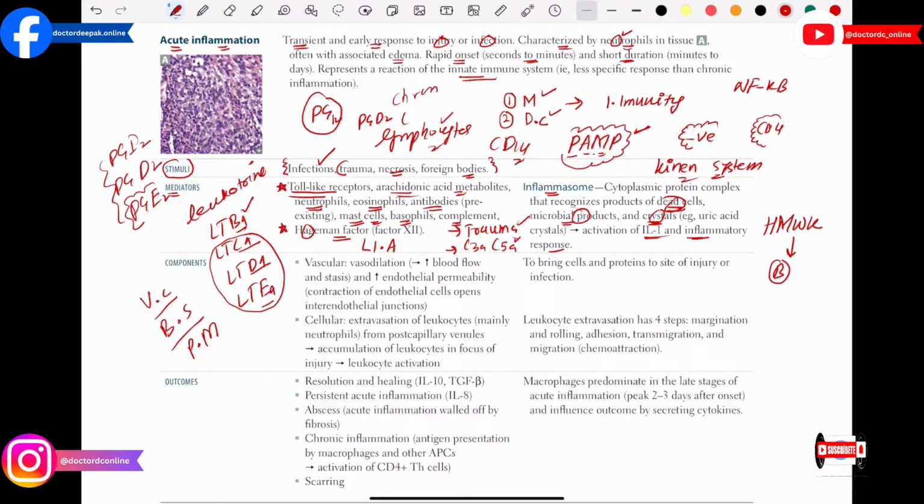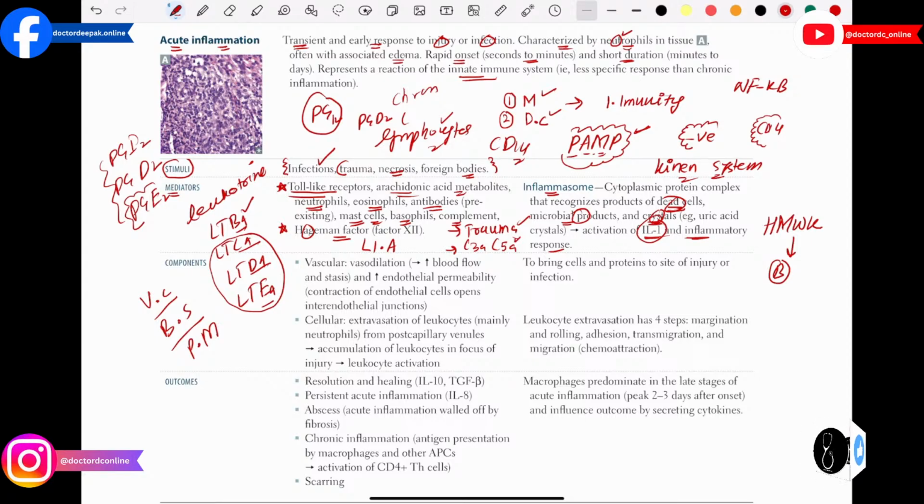So again, let's take a quick review. What is the function of inflammasome? Before studying the function, what is inflammasome? Inflammasome is a protein complex which is present in the cytoplasm. So what is the function? Basically, it recognizes the products of dead cells, microbial products and the crystals, and after the recognition, it leads to activation of interleukin 1 and inflammatory response. So that's all about the inflammasome.